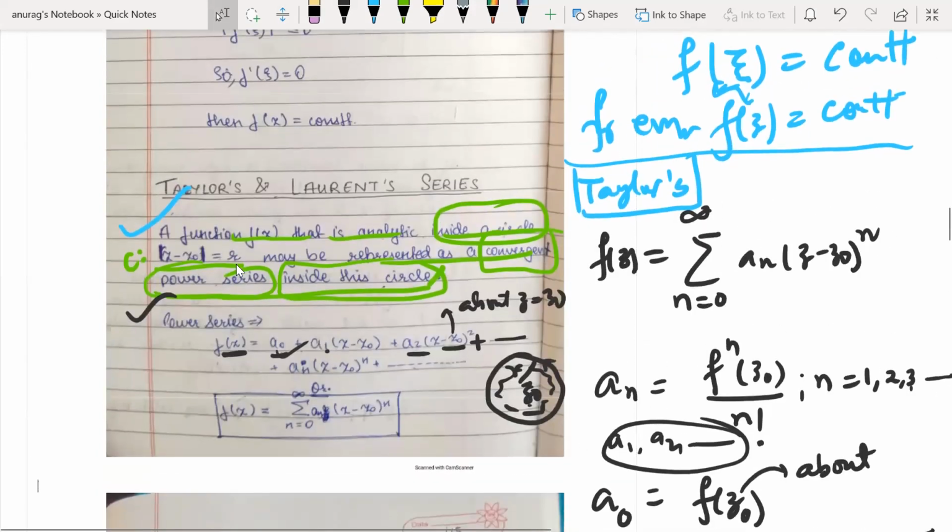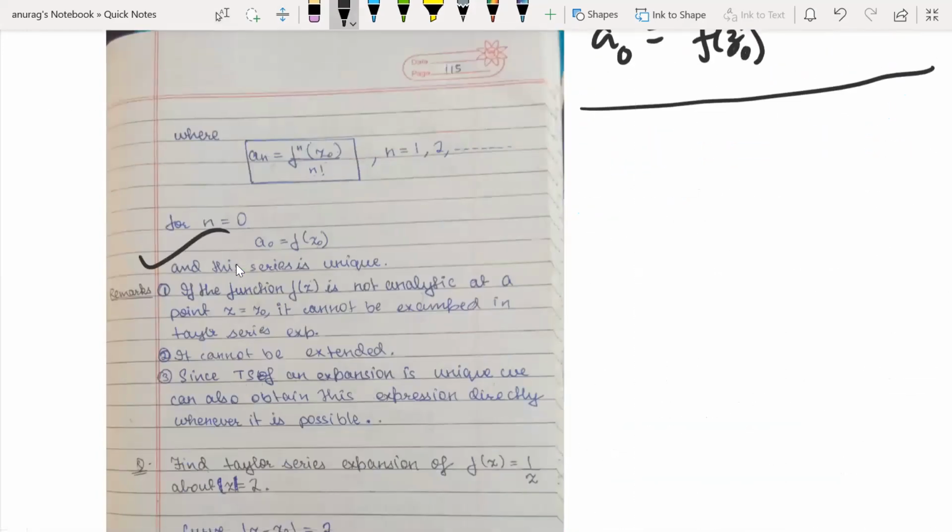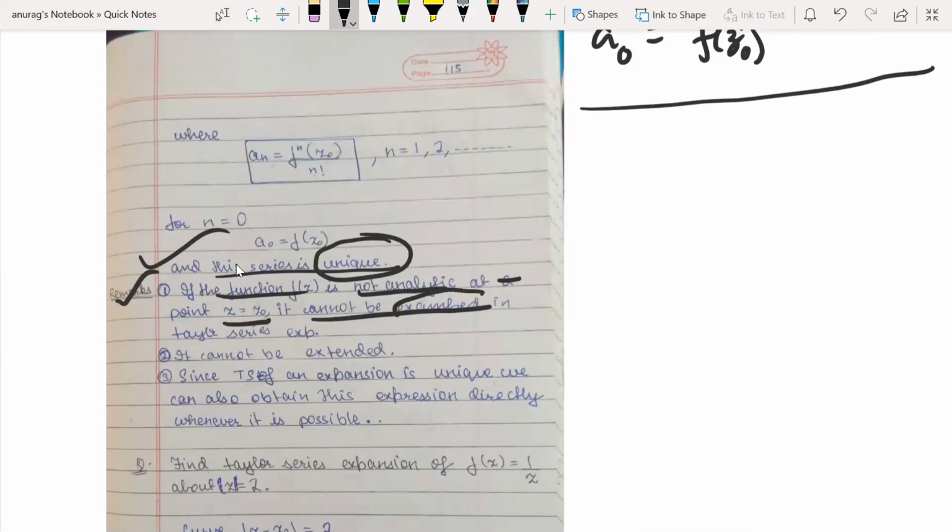Some important points are there. This series is always unique. This is a very important point. The Taylor series, if it exists for any function about any point, is always unique. We have some more remarks. If f(z) is not analytic at a point z equal to z naught, it cannot be expanded in a Taylor series expansion.